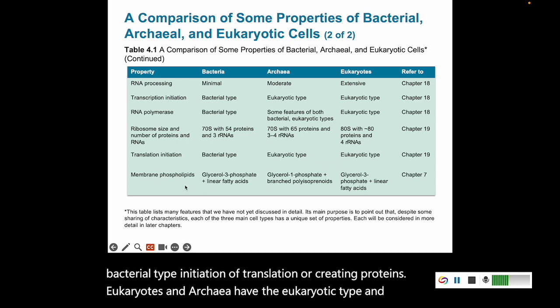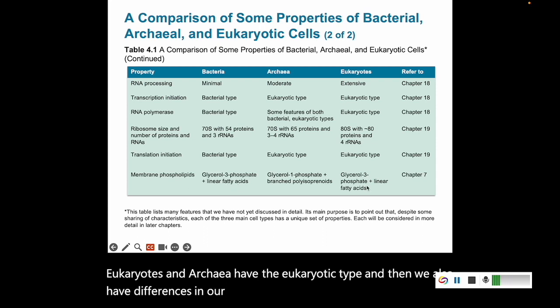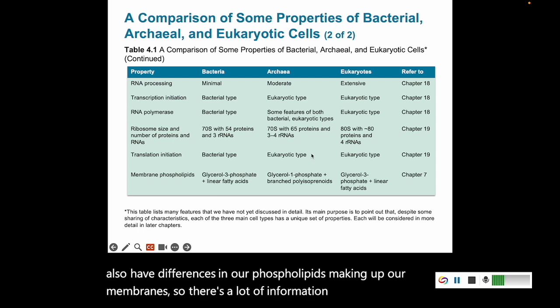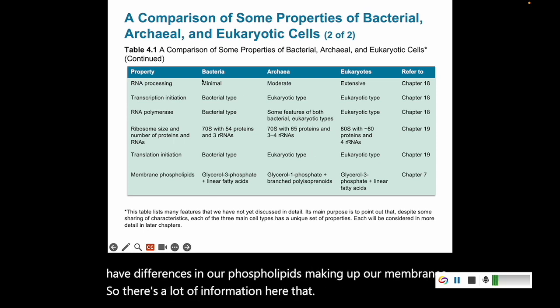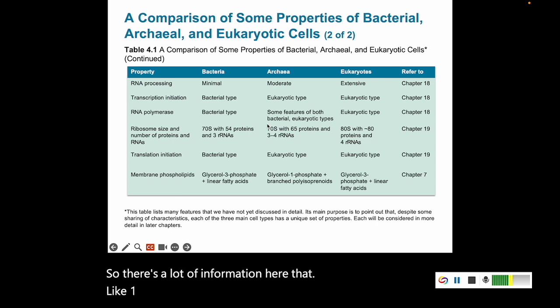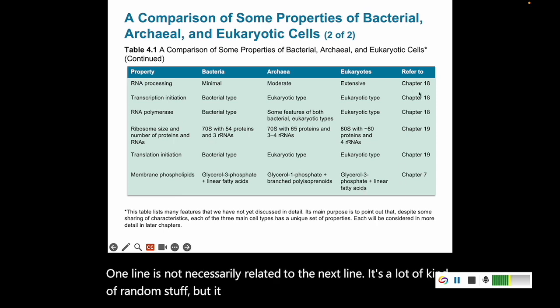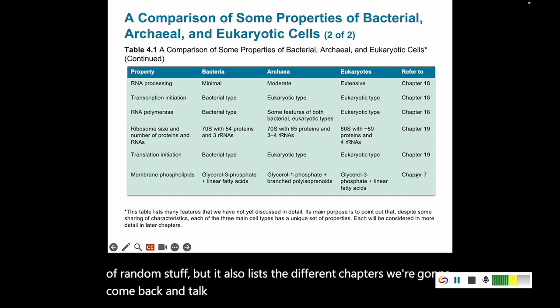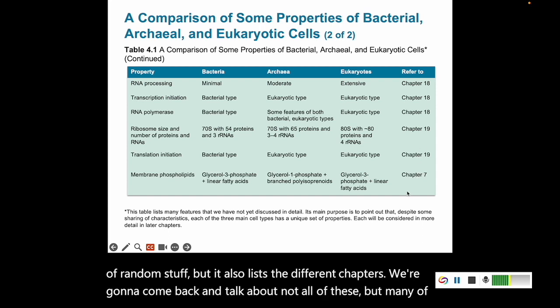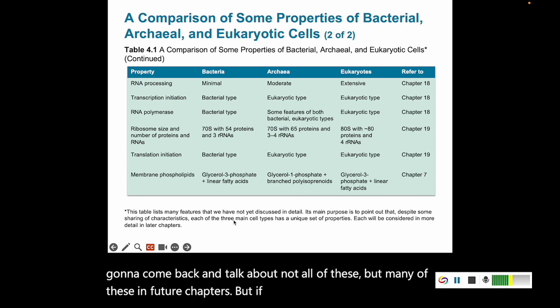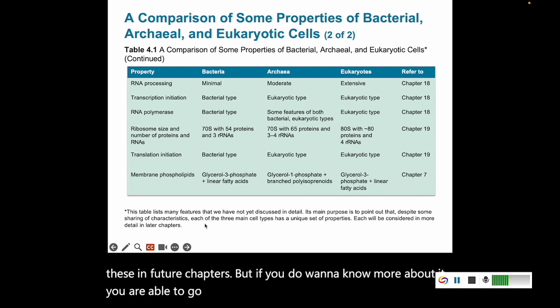And then we also have differences in our phospholipids making up our membranes. So there's a lot of information here that, like, one line is not necessarily related to the next line. It's a lot of kind of random stuff. But it also lists the different chapters. We're going to come back and talk about not all of these, but many of these in future chapters. But if you do want to know more about it, you are able to go back and read some of those chapters. Or if you're okay to just kind of memorize this table.